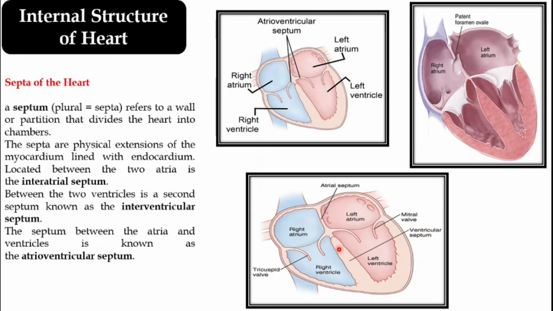Now if you look at these septa, the boundaries which make the partition, they are made by the myocardium, which is a big muscle layer, and they are lined with the endocardium, which is the innermost layer of the heart. The endocardium is the layer which is in direct contact with the blood of the chamber. The endocardium also lines the valves of the heart. So the septum is made up of the myocardium, which is lined with the endocardium, the innermost layer.